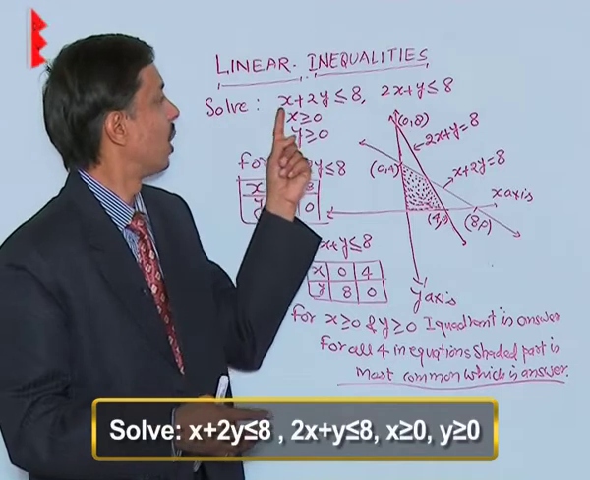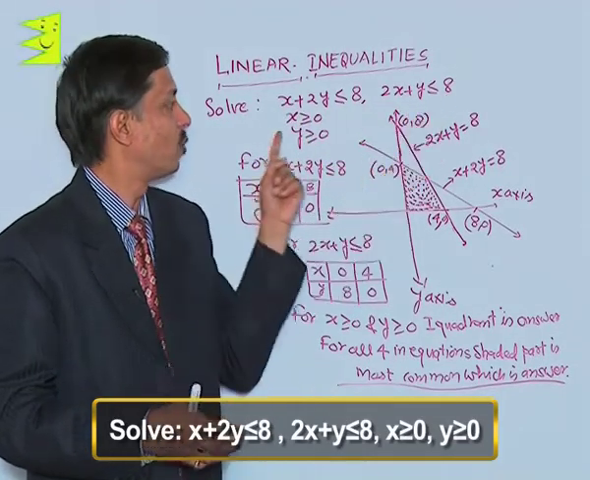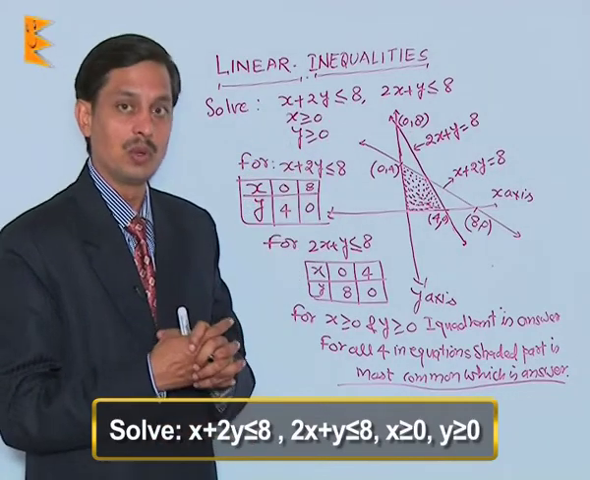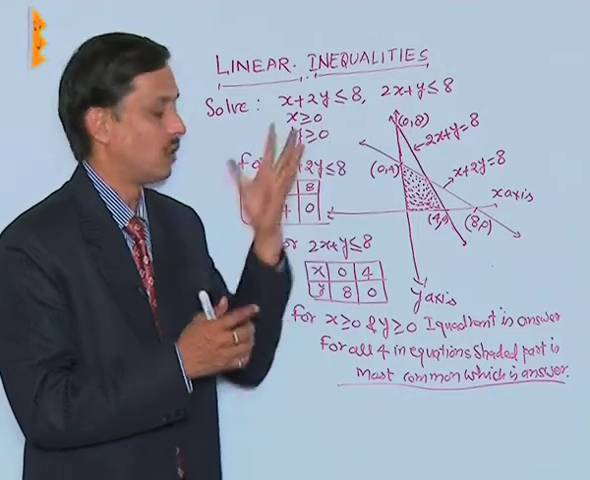We have here to solve x plus 2y is less than or equal to 8, 2x plus y is less than or equal to 8, x is greater than or equal to 0, y is greater than or equal to 0. Four linear inequations, 1, 2, 3, 4.